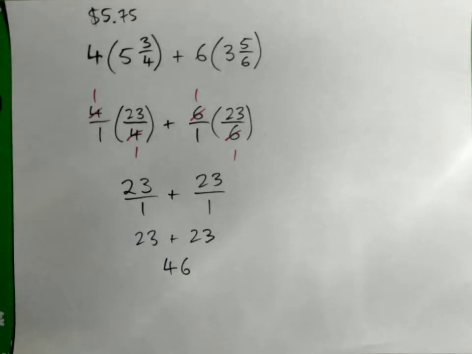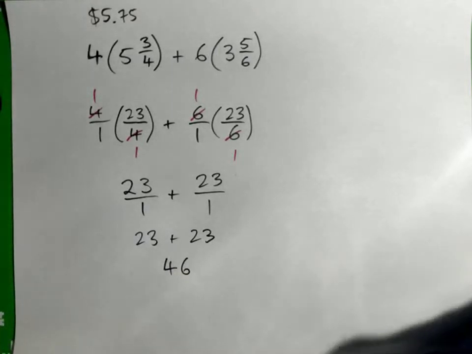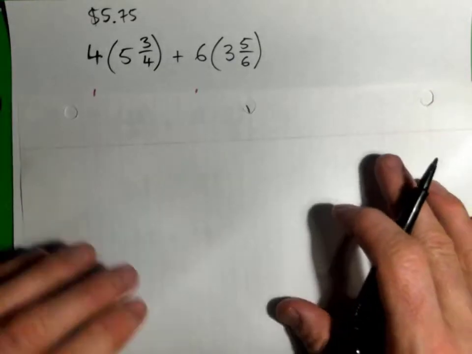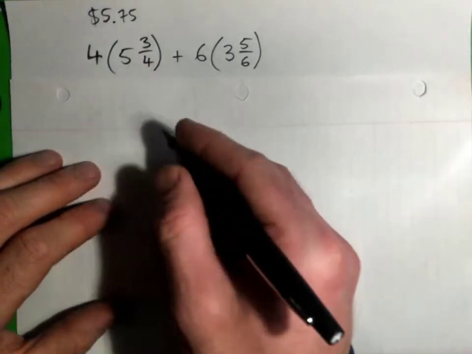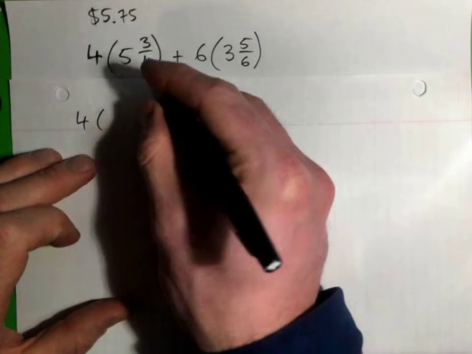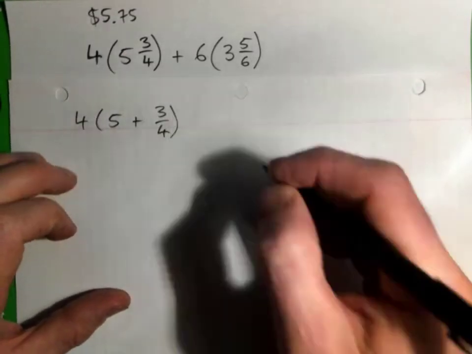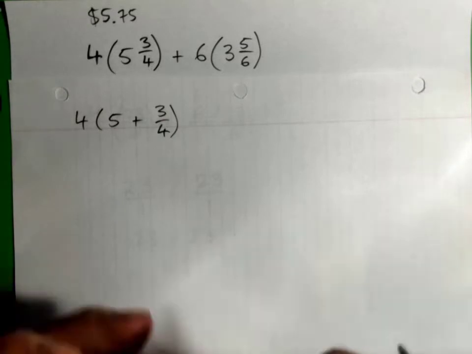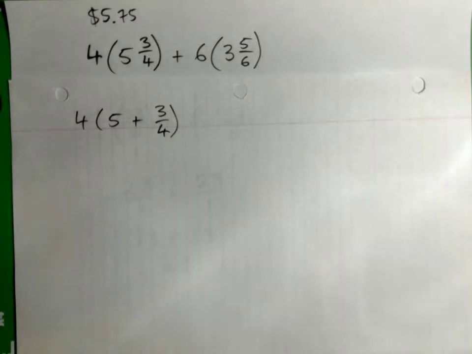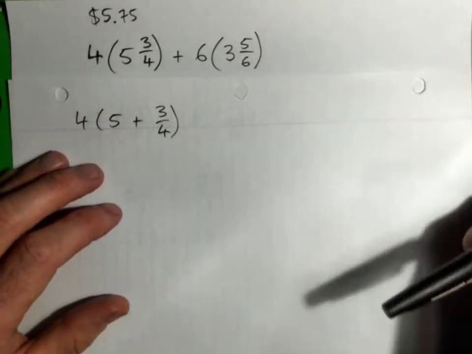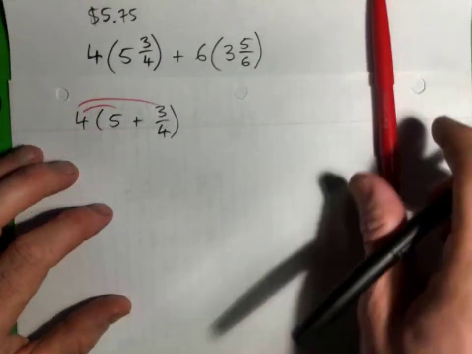Exactly. And there's lots of other ways of doing this. This is not necessarily the correct way. If you wanted to, you could have written 5 3/4 as 5 plus 3/4, because that's what it is. Like $5.75 is $5 plus 3/4 of a dollar, right? You could have then done the distributive property.